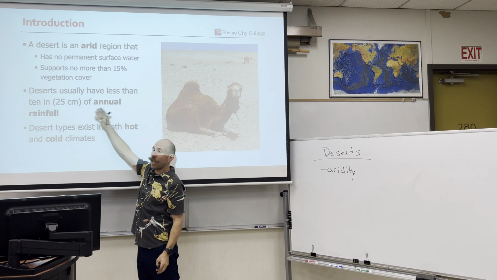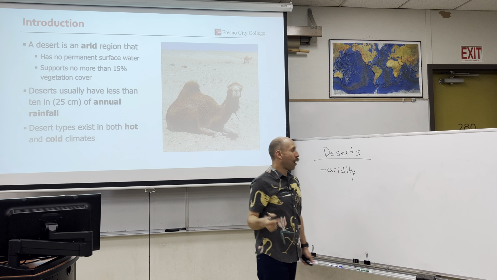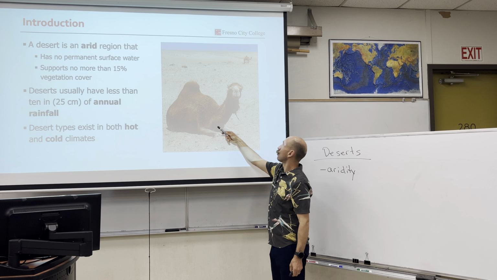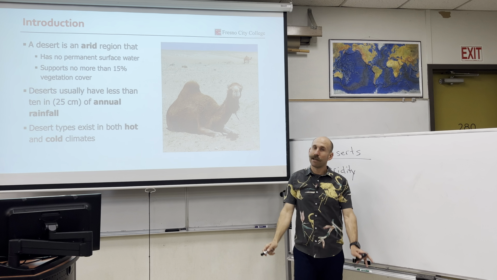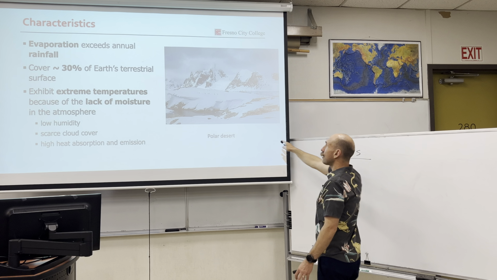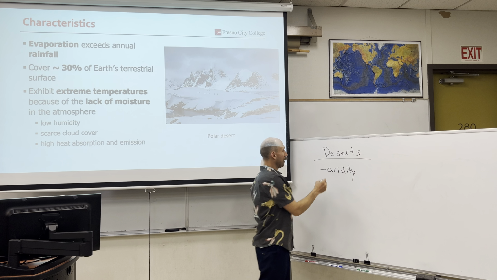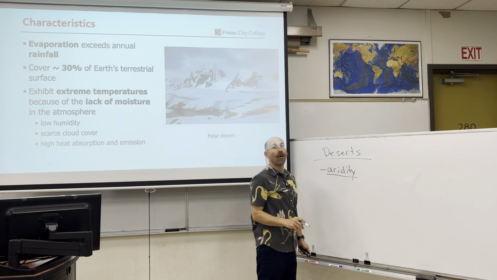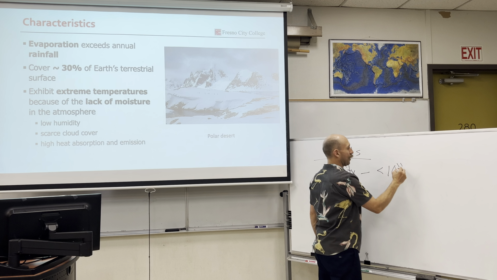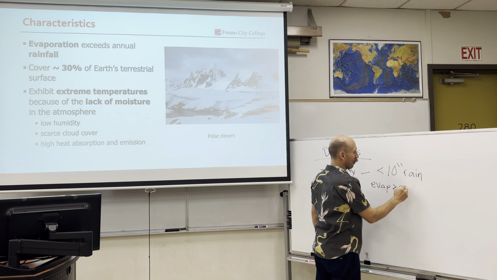Deserts usually have less than 10 inches of annual rainfall. There's not much vegetation. And again, I mentioned hot and cold climates. What we usually think of is hot areas, camels, no trees whatsoever. But that is just the stereotype for deserts. They come in lots of different types, shapes, and sizes. So deserts are where evaporation exceeds annual rainfall. Again, this is aridity. It's how dry an area is. So less than 10 inches of rain, and then evaporation is greater than precipitation.